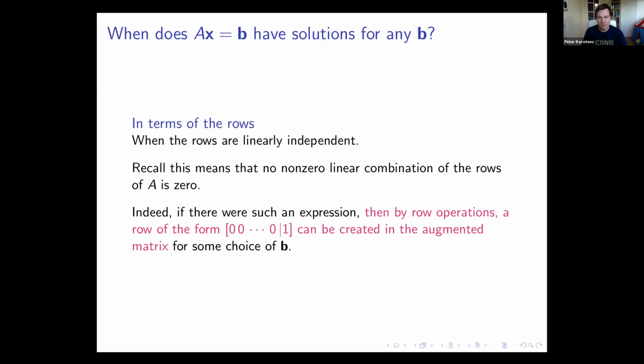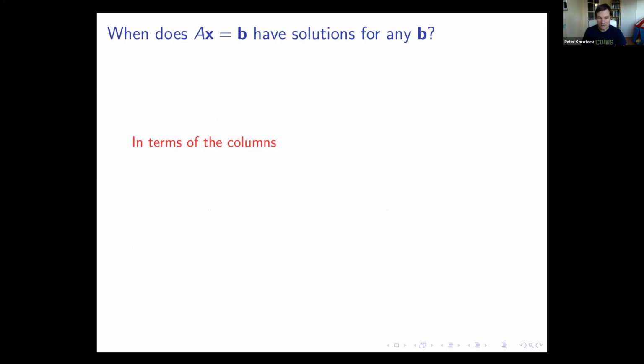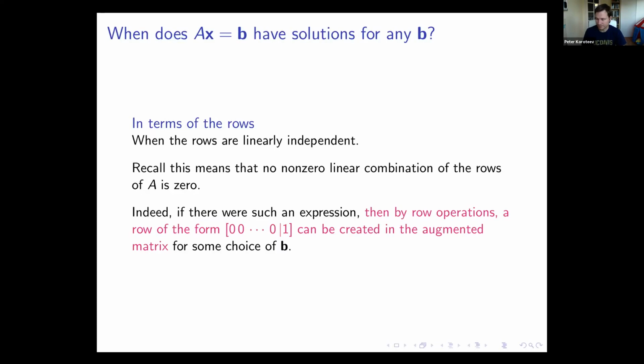So if it was the case, then by row operation, by reducing the matrix to echelon form, we'll have a row of the form 0, 0, 0, and 1 in the augmented column, which will be created for the matrix of some choice. Okay. Questions so far? Okay.